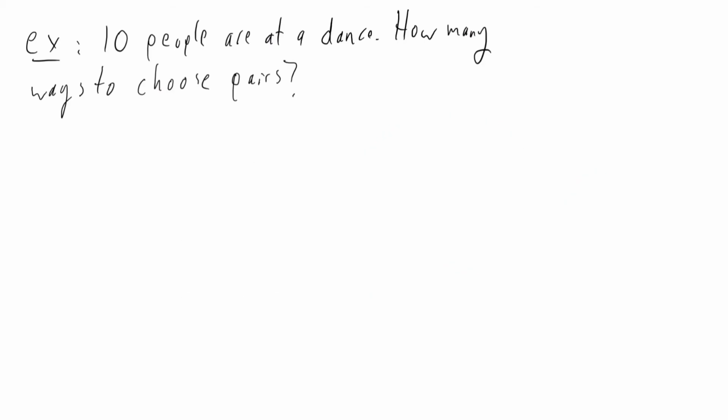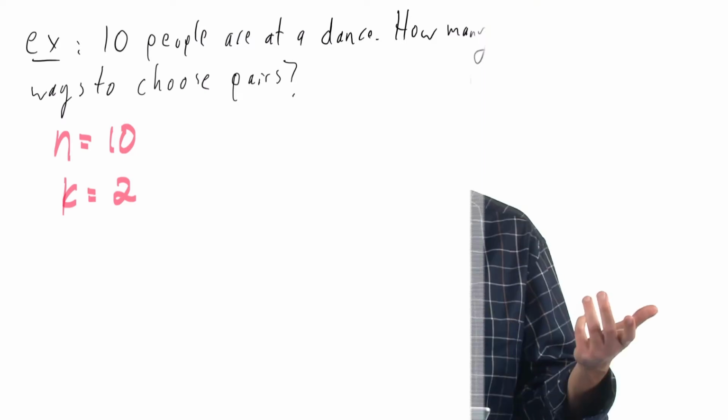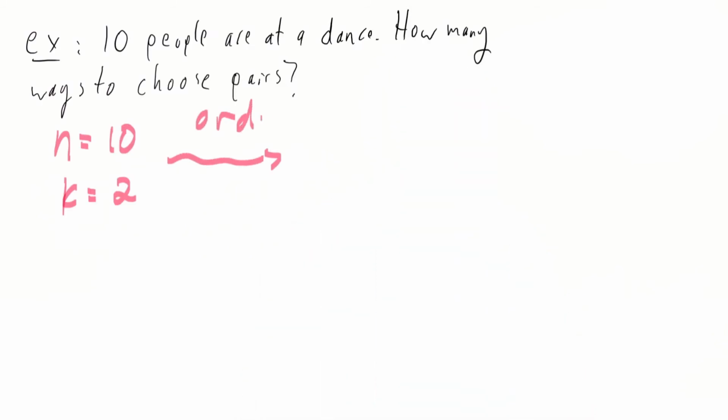So let's look at a couple of examples of this. Here's a word problem. I have 10 people at a dance, and I want to know how many ways there are to choose pairs. If I want to pair people off into groups of two, how many ways are there to do this? Well, we're looking at n equals 10 and k equals 2. So the question is, once I have a pair, does it matter what the order is? Well, I would say no, because it doesn't really matter if I put two people in a group one way or the other way. They're going to dance with each other. There's no sort of hierarchy here. So we would use the binomial coefficient here, not just n factorial over (n minus k) factorial. So I would say order doesn't matter.